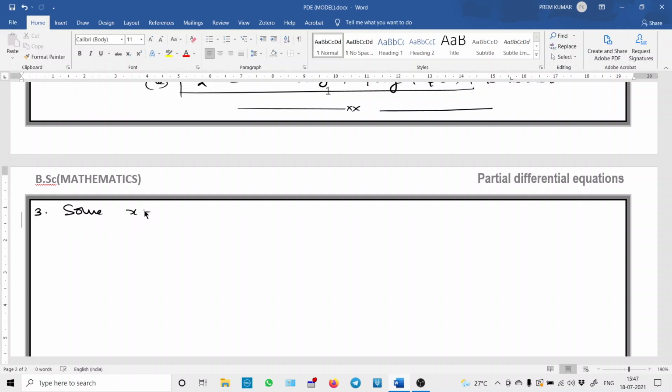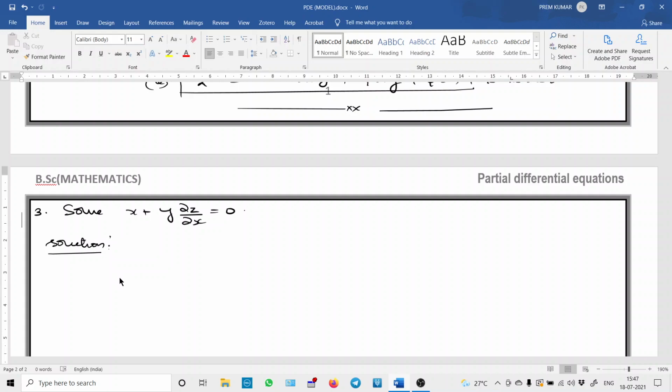Solve (x plus y) into dou z by dou x equals 0. These are all simple PDEs, that is, by doing integration we can get the solution. Not always this is possible. So in the next section we are going to discuss the standard types of PDEs, which are non-linear also, where we cannot find the solution by integration. Whichever method is applicable, we can use it to get the solution.